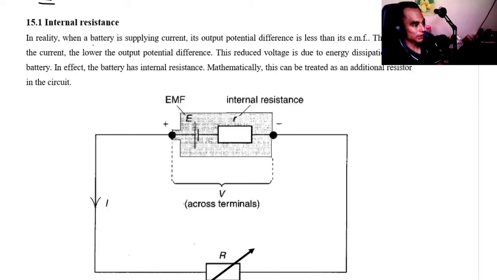Internal resistance is when a battery is supplying a current, its output potential difference is less than the EMF. Mathematically, it can be treated as an additional resistor in the circuit. So we can assume that there is one more internal resistance in the battery.